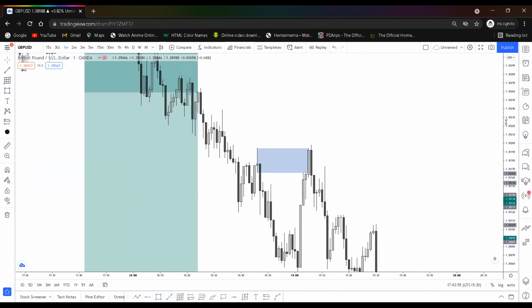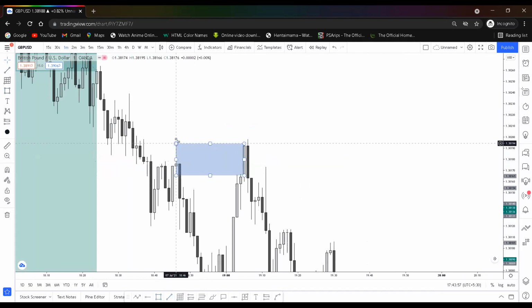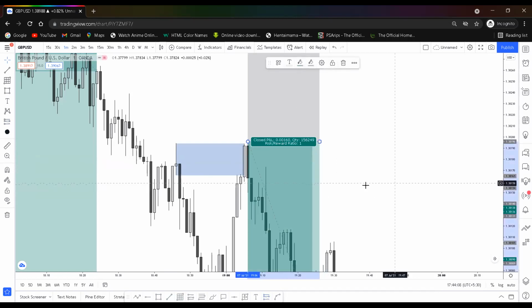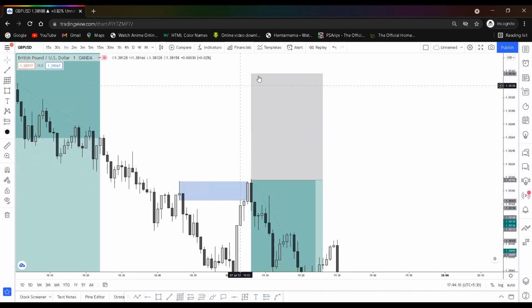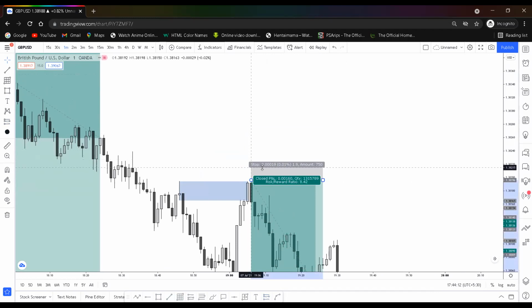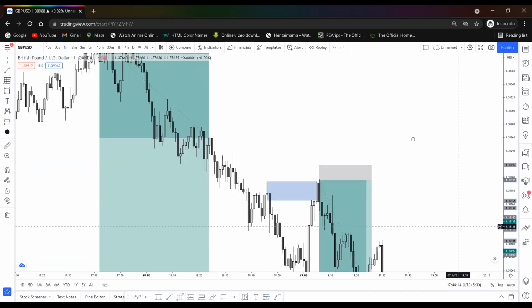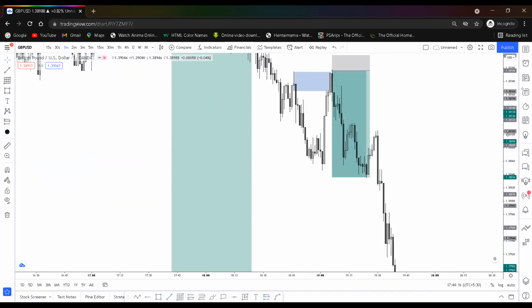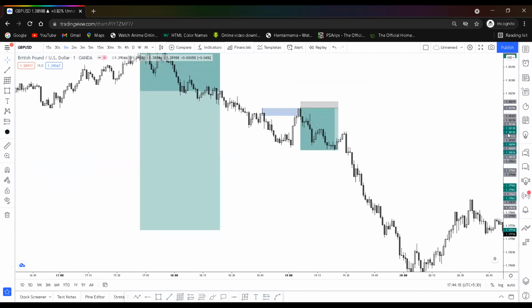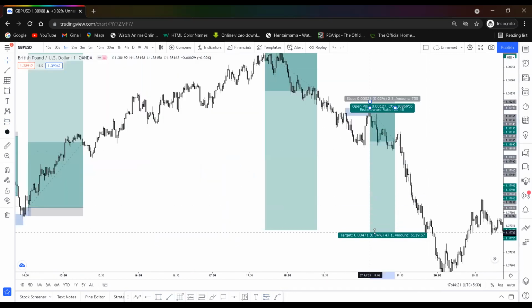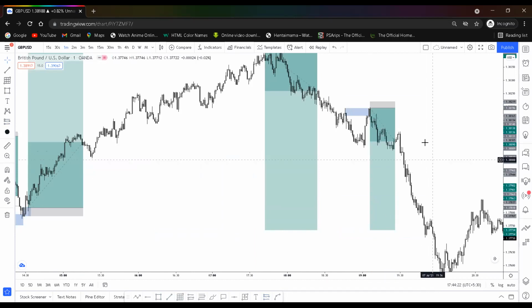I said even liquidity is fractal. Took that out, boom, and then I entered right here. I don't even remember what the order block was. I entered right here with a 2 pip stop loss. It's going to be such a big help. That was another question I had about doing this type of trading.